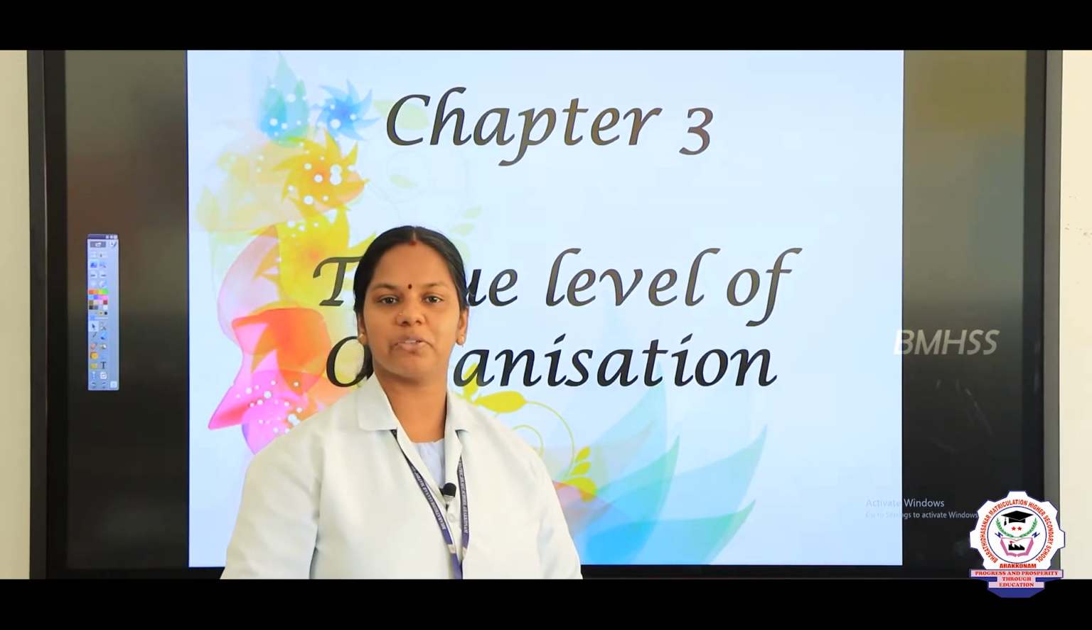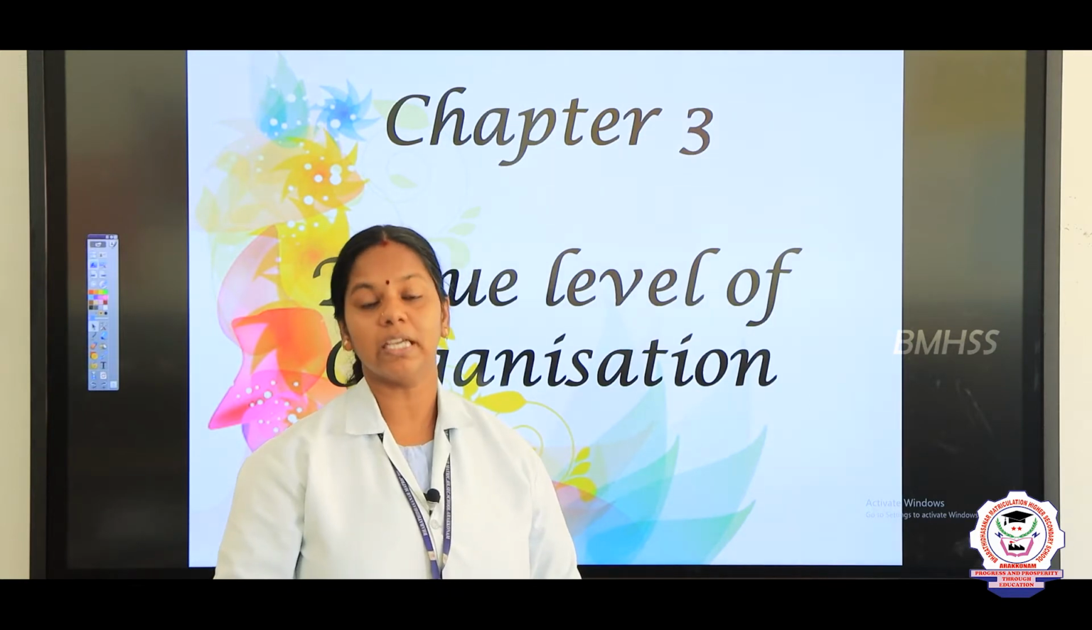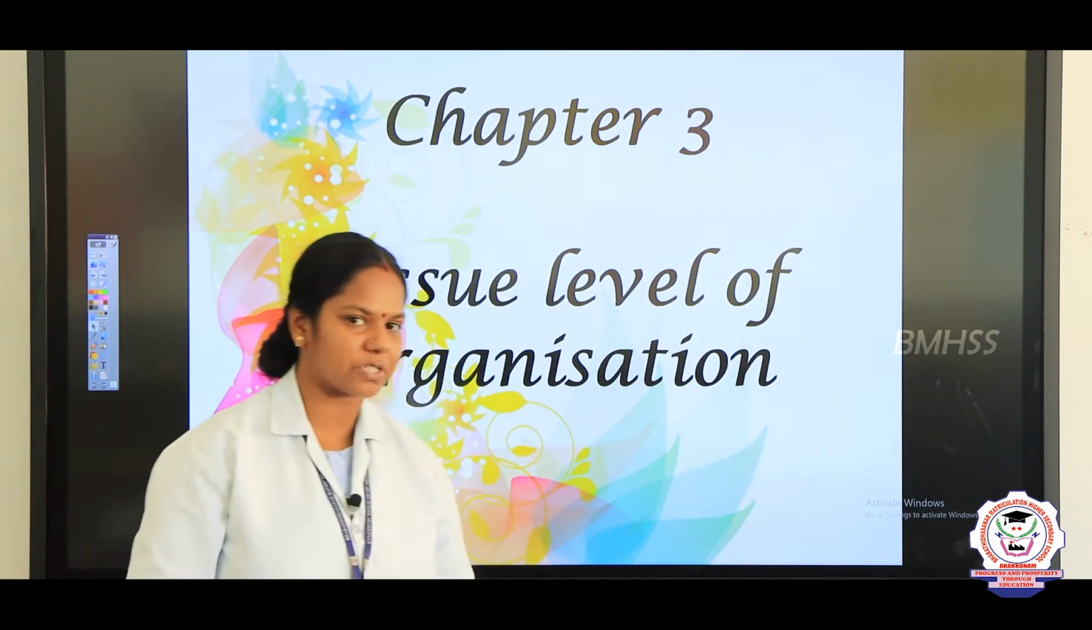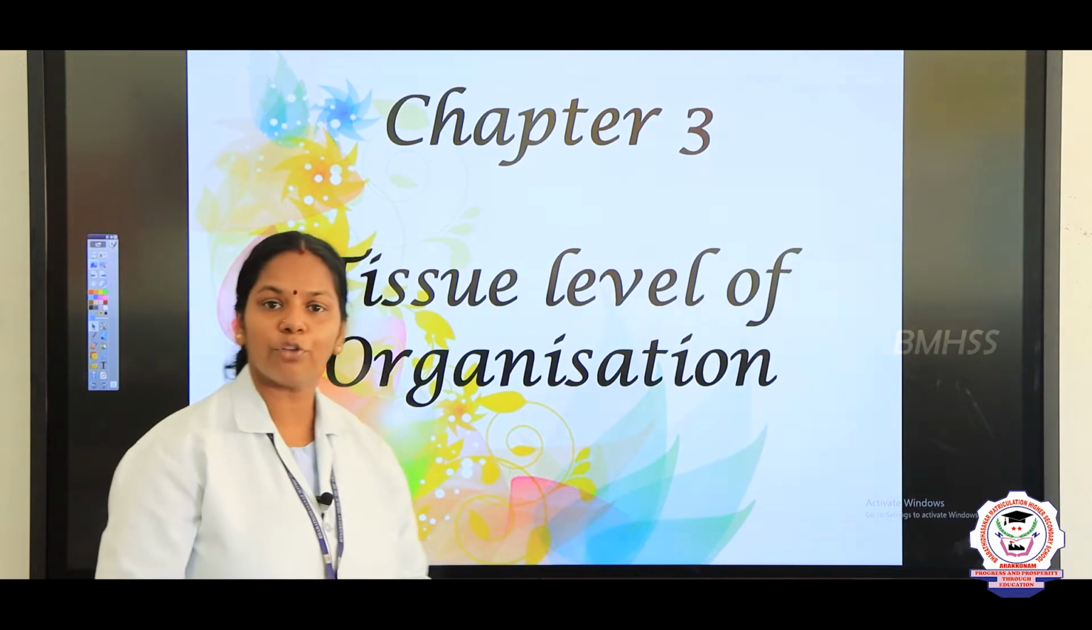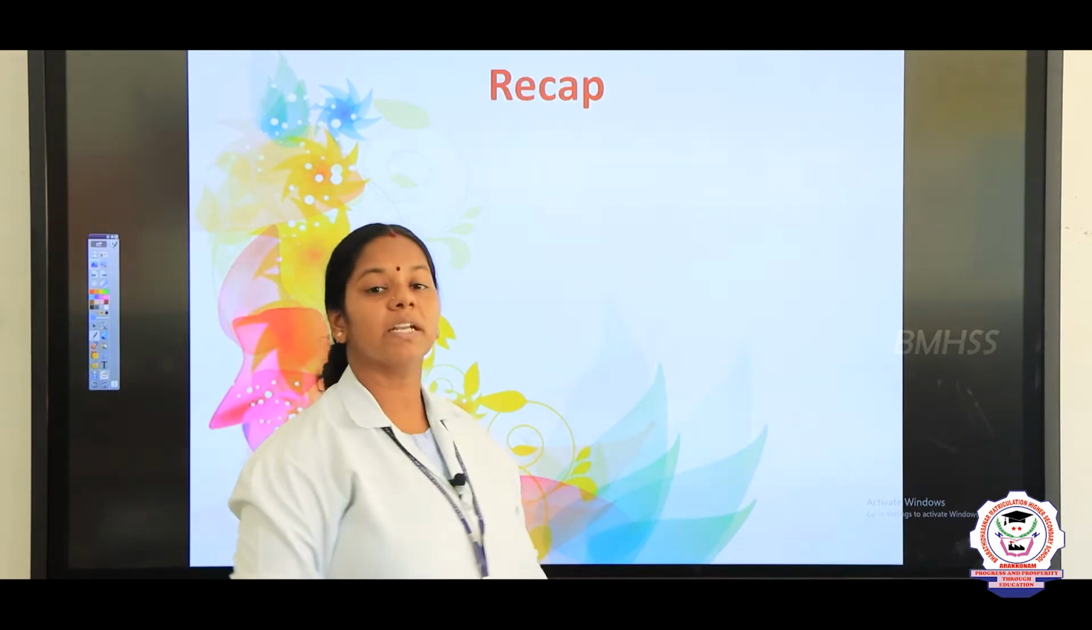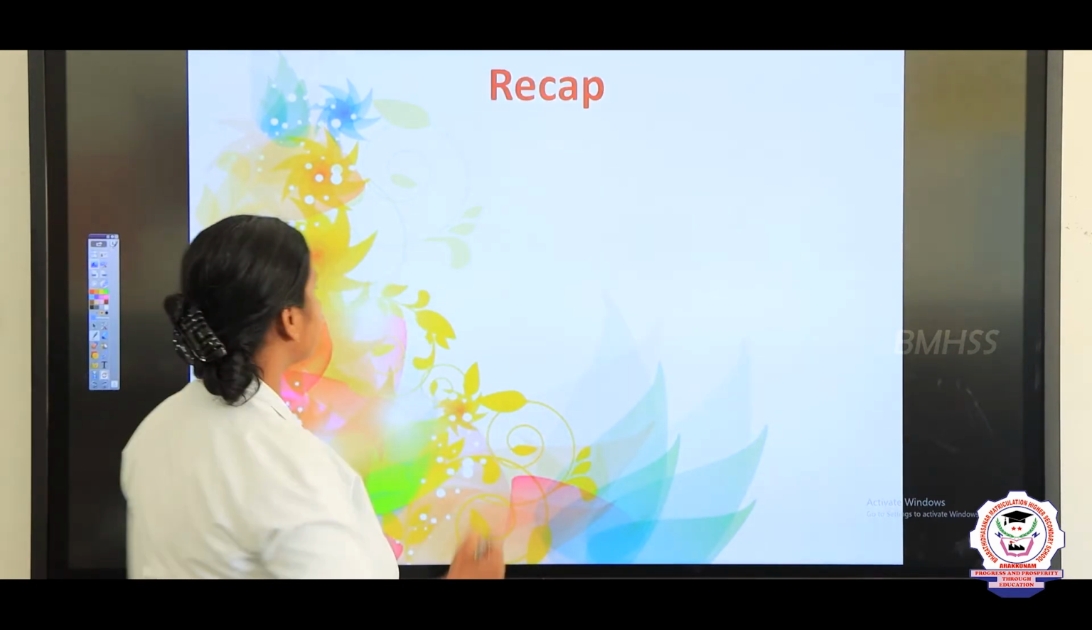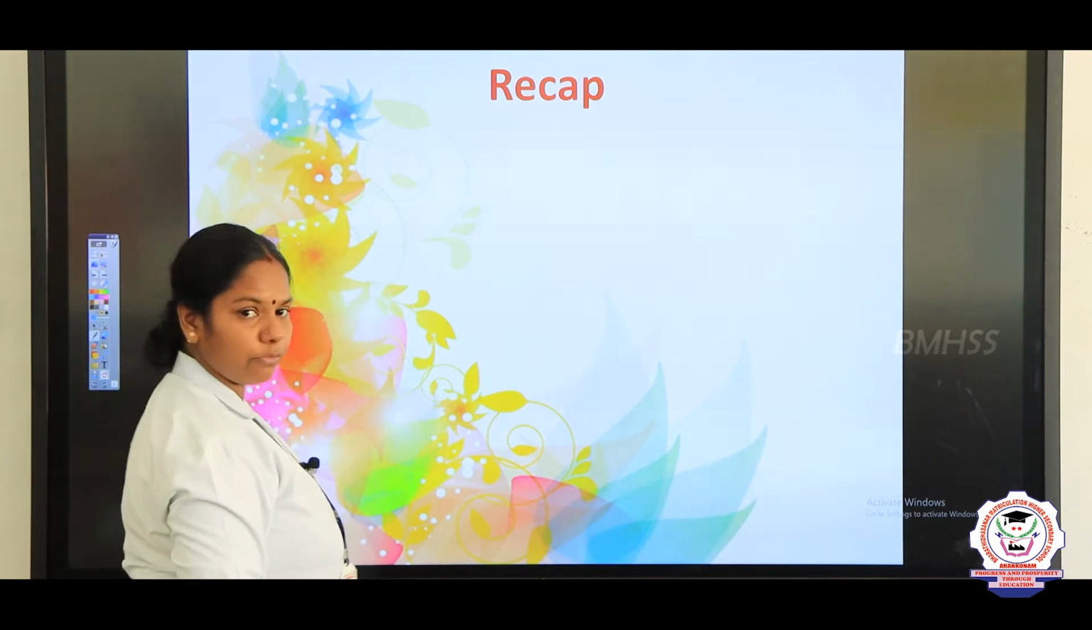Children, today we are going to see 11th standard Zoology chapter 3. What is the name of the chapter, children? Tissue level of organization. Children, in the previous session we have discussed about the types of tissues.